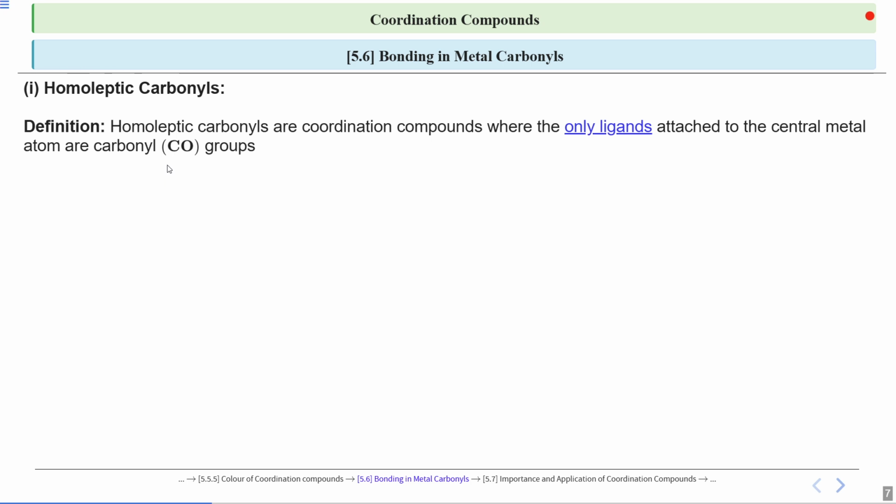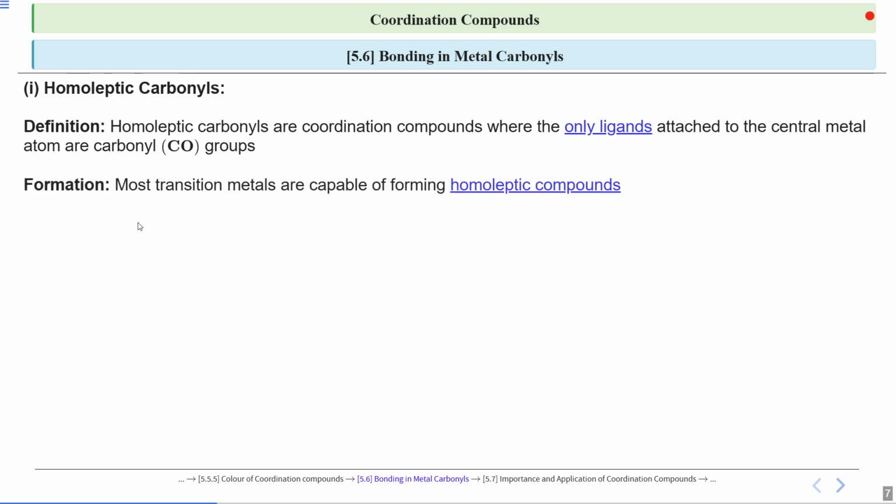So the definition of this particular topic is that homoleptic carbonyls are the coordination compounds where the only ligands attached to the central metal atom are carbonyl groups. That's why we use the word homo here. In a coordination compound, there will be the central metal atom, right? And the ligands attaching with this central metal atom are only and only carbonyl groups, that is CO groups as ligands. So that's why we are calling them homoleptic carbonyls. That means they are coordination compounds where the only ligand present is carbonyl groups attaching to the central metal atom.